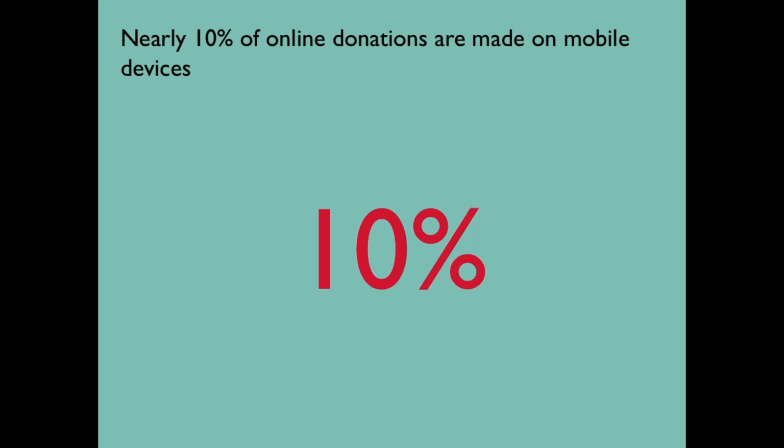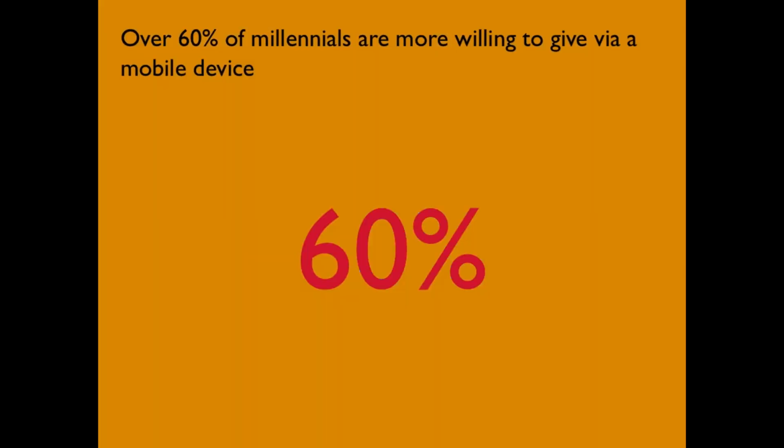So you can safely assume that if your member has the internet, they have a smartphone. Marketers are optimizing mobile and focusing more on mobile marketing at an increased rate. In fact, 68% of companies have integrated mobile marketing into their overall marketing strategy. Over 60% of millennials are more willing to give via a mobile device.